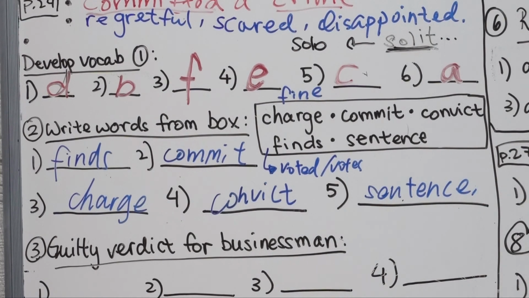All right, so check your answers. Number 1, finds. Number 2, commit. Number 3, charge. Number 4, convict. Number 5, sentence. Remember, convict the verb, convict the noun, okay?